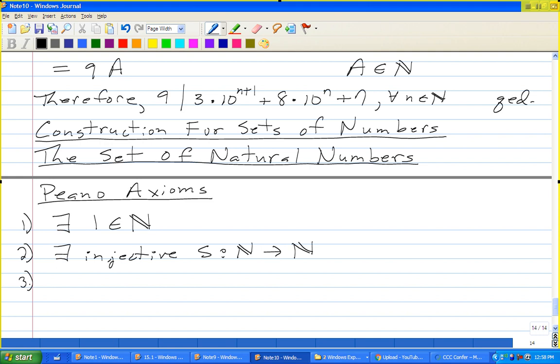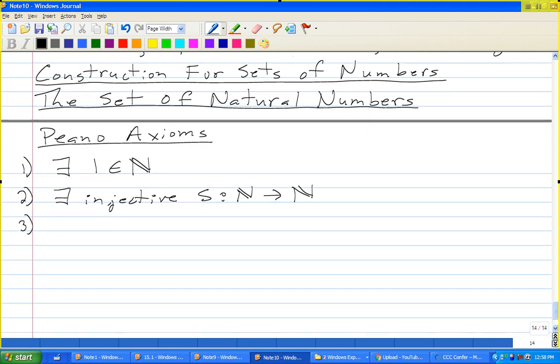Next, 1 is very special. There isn't a number whose successor is 1. So 1 is the smallest natural number. So there does not exist a natural number such that its successor is 1. And so 1 can be thought of as that special smallest natural number.